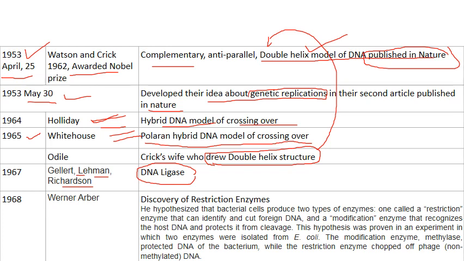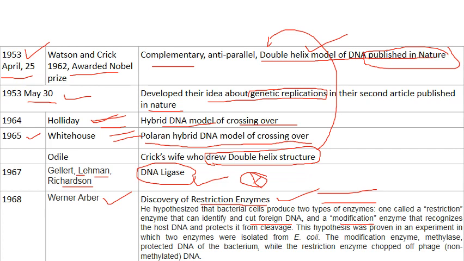In 1968, Werner Arber developed the restriction enzyme. Arber hypothesized that bacterial cells produce two types of enzymes. One is called the restriction enzyme that can identify and cut foreign DNA. Ligase is a molecular glue which seals the nicks and joins together the cut ends, but the restriction enzyme gives internal and external cuts. So there are two types: one, the restriction enzyme that can identify and cut foreign DNA, and the modification enzyme that recognizes the host DNA and protects it from cleavage.